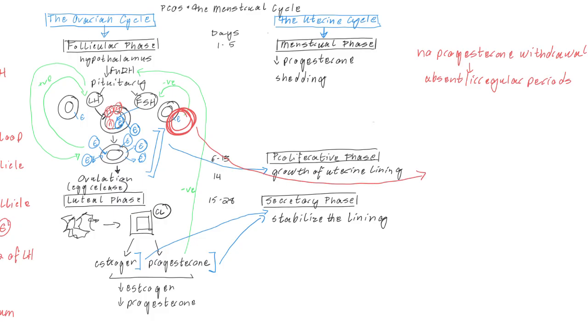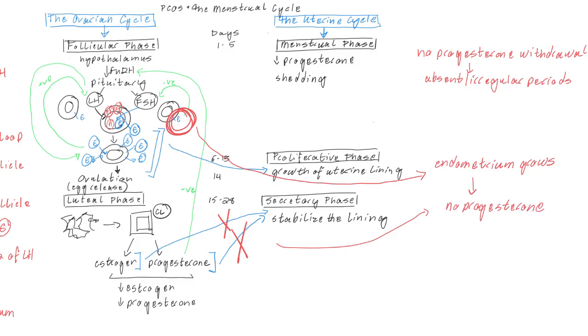And because of this estrogen, the endometrium does grow. The uterine lining does grow, but we don't have the progesterone coming from the corpus luteum to stabilize the lining. So I'm going to put a big X through these blue arrows going to the secretory phase. I'll draw an arrow here. Endometrium grows, no progesterone.